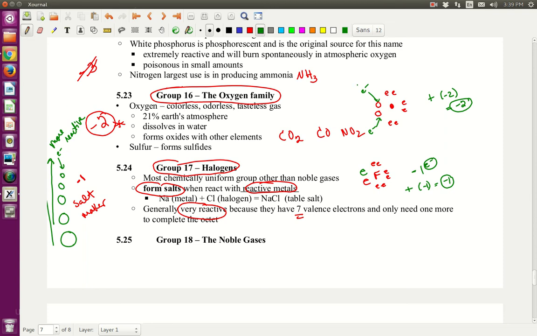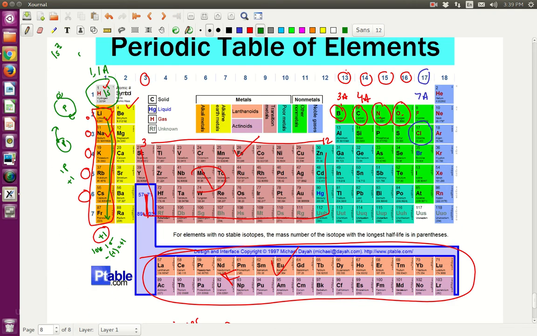So let's go down and find that on the chart. There's fluorine. There's the halogens. This group right here, the halogens. I don't notice it being written over there. Okay, halogens, H-A-L-O-G-E-N-S. -1 charge. Okay?